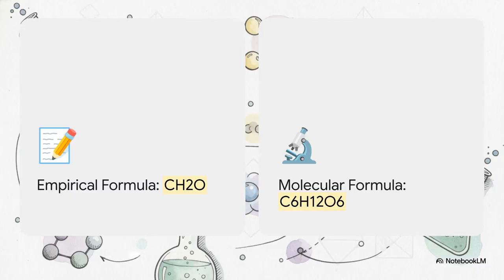The basic blueprint of glucose is just CH2O, but the actual sugar molecule that is coursing through your veins right now is scaled up 6 times to C6H12O6. That foundational ratio of 1 to 2 to 1 is perfectly maintained, but the physical molecule itself is literally 6 times larger than its simplest empirical form.